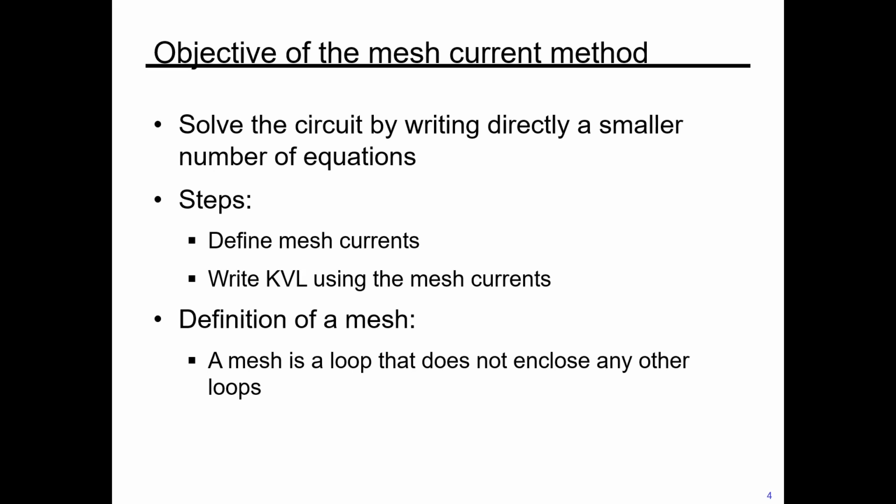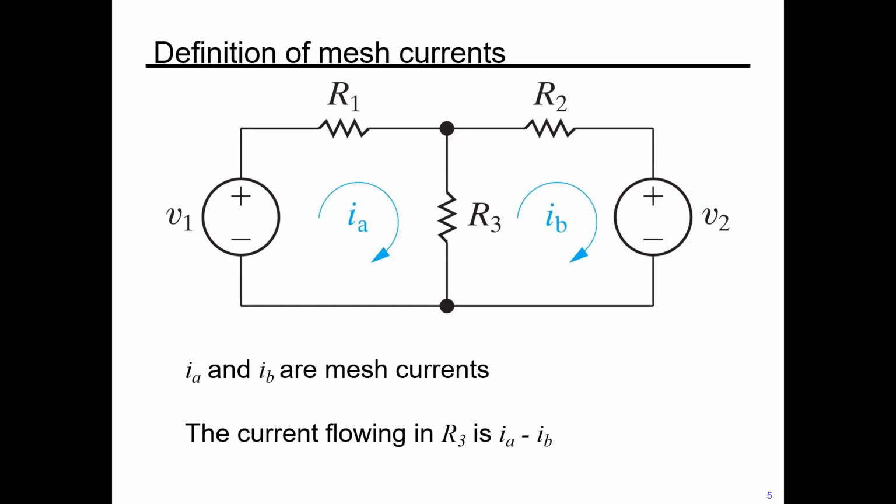define what a mesh current is and how we define the equations using Kirchhoff's voltage law, using the mesh currents. A mesh is a loop that does not enclose any other loops. For example, if we consider this circuit, we have R1, R2, R3.